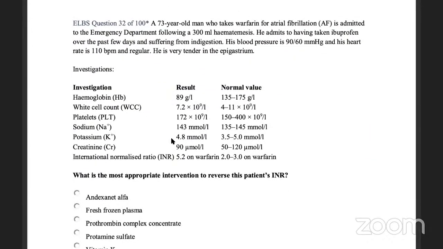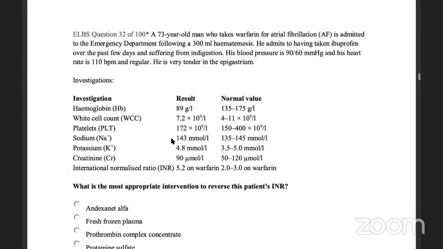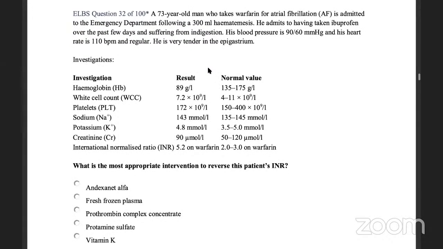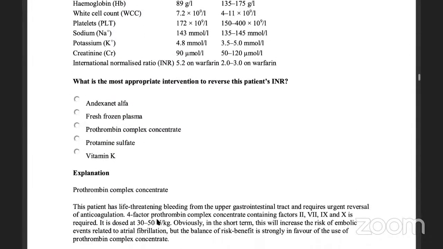What is the most appropriate intervention to reverse this patient's INR? So INR is 5.2 and 300 ml, hemoglobin. Sorry, 300. Oh, blood loss. Yeah, 150 to 200 ml indicates CPR. So the patient is 300. So we give PCC, right? PCC.